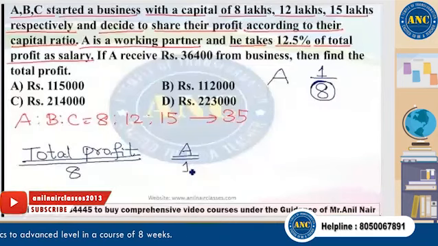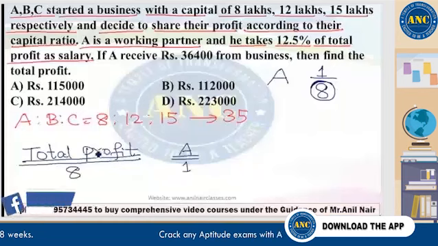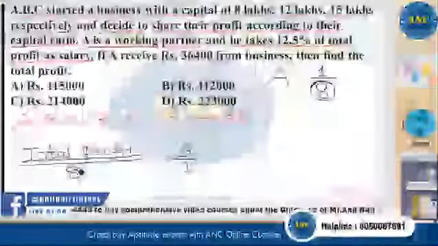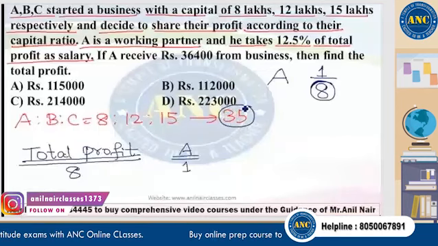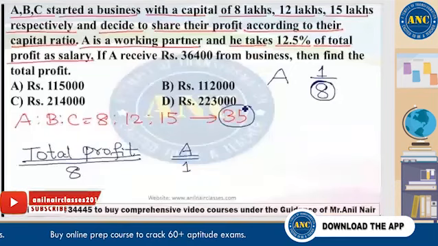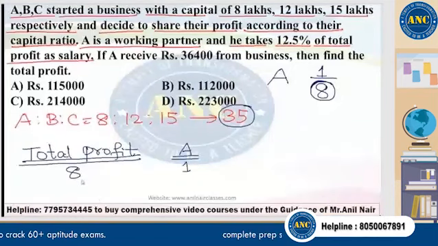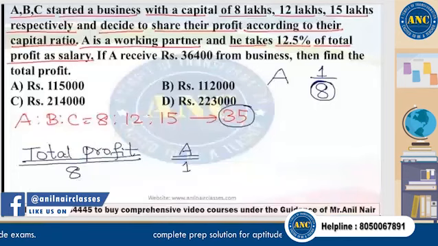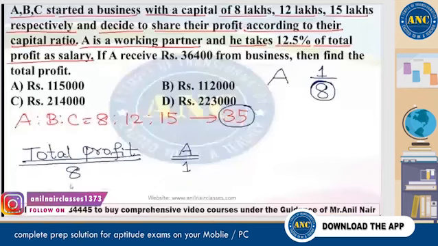Now think a little logically. A is taking 1 rupee profit. Total profit is 8 rupees. But this 8 should become 35. 8 should become 35. But 35 is not a multiple of 8. You will get it in fractions. If you just write 8 is becoming 35, the multiplying factor is 35 by 8. So that is a fractional value.